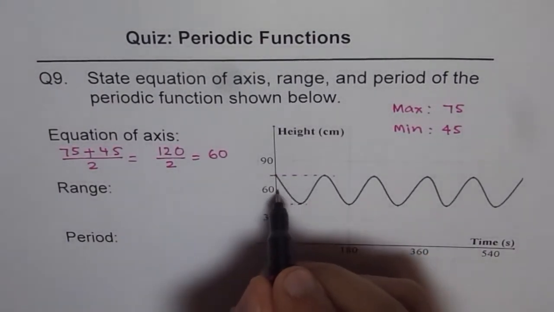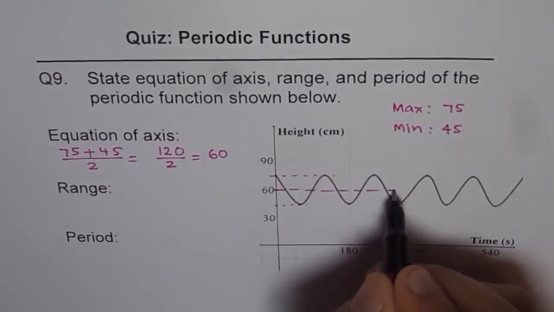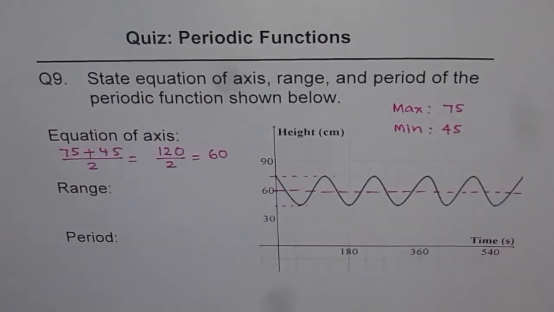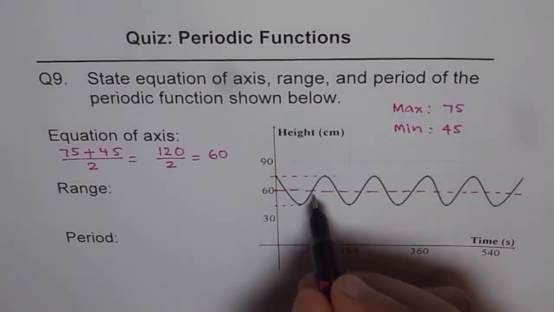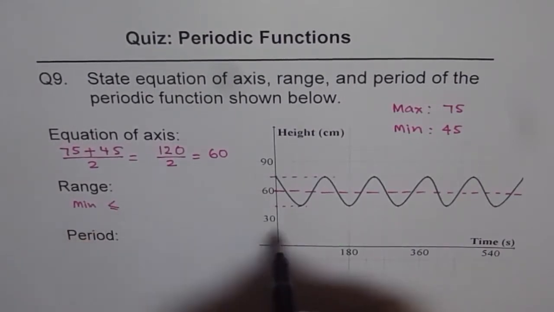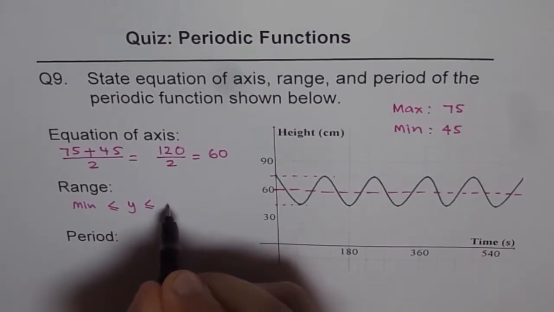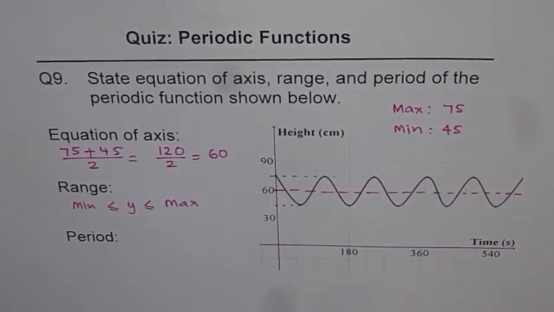So we can draw the axis of symmetry here, which is at 60, right? So that's absolutely clear from the graph. We could have read it directly also. Perfect. How about range? Range is from minimum to maximum, right? So range is minimum, and that's the y value, which in our case is the height, right? Between minimum to maximum. That is what is the range for us, right?